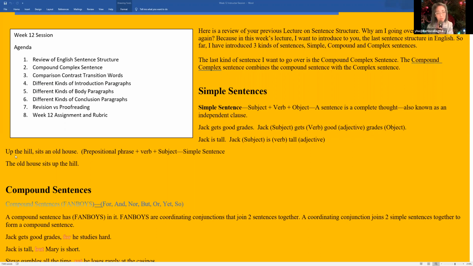And prepositional phrases are very common in a simple sentence. Sometimes you will have the prepositional phrase at the beginning of the sentence. Up the hill, prepositional phrase, sits is a verb, and an old house is the subject. So here you have prepositional phrase, verb, and subject. Here you have the old house sits up the hill. So that's a simple sentence.